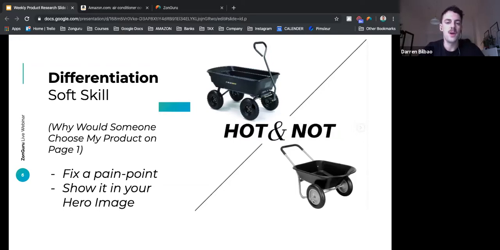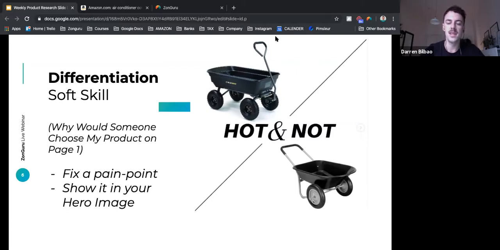The seller on the top left, I know for a fact he's selling around $190,000 a month, compared to the guy on the bottom who's selling about $2,000. Because if you have a look at his image, he's fixing all the pain points in that hero image. He has a giant tub. It's got 4 wheels. It can never tip over. You don't actually have to lift it at all because it's always on the 4 wheels.